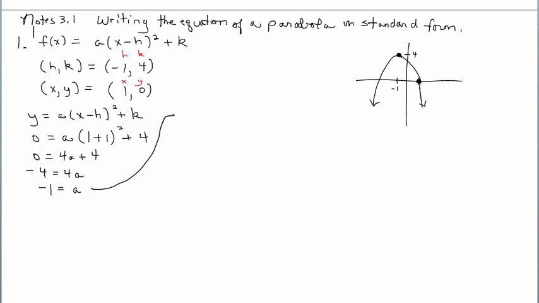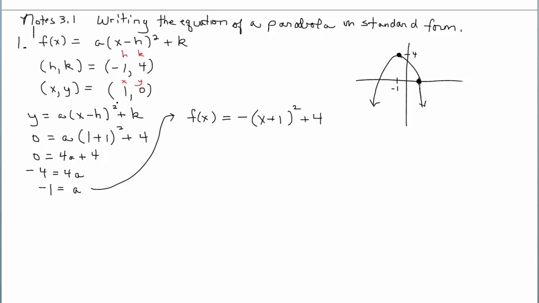So now I'm going to come back up here, and to write the equation in standard form, you can go back to y equals or f of x equals, doesn't matter. A is -1, or just negative quantity. X minus the h, which is x plus 1 squared, plus k, which is 4, and we're done. And it makes sense if this parabola opens downward that a would be -1.